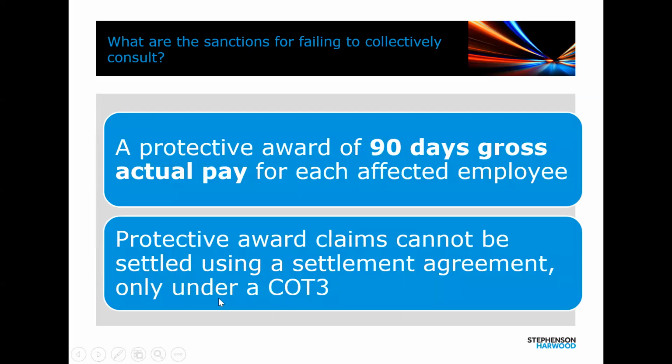So why is all of this important? Well, because the sanctions for failure to meet the collective consultation obligations can be extremely costly. An employer that fails to meet its obligations faces a protective award of up to 90 days' gross actual pay for each affected employee, and that can obviously be a significant sum. So this isn't a capped amount, this is actual pay. Now, tribunals will start at the 90 days as an award and work backwards, discounting for any meaningful consultation that has actually taken place. It's also worth remembering that you can't settle a protective award claim under a settlement agreement, only a COT3 via ACAS.